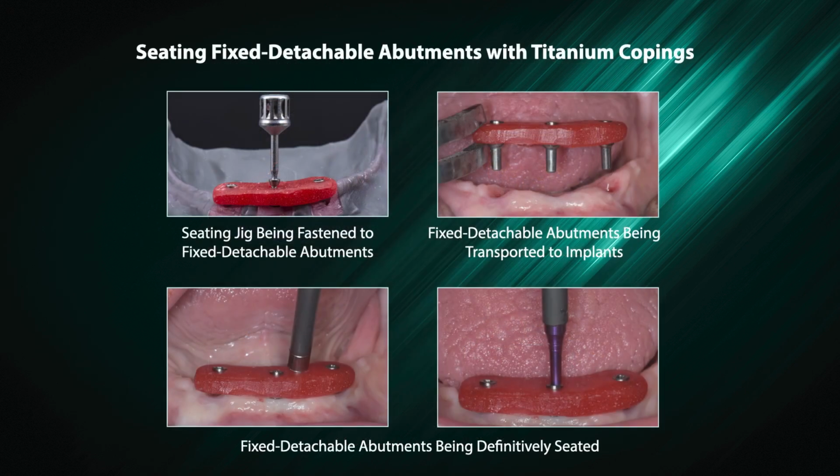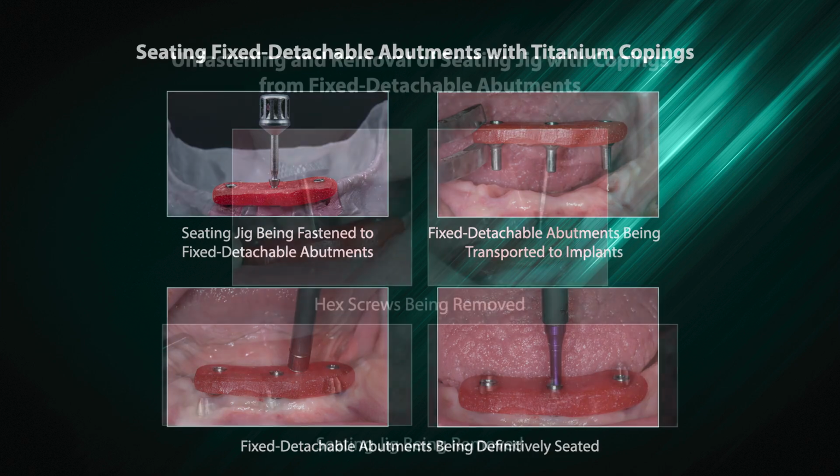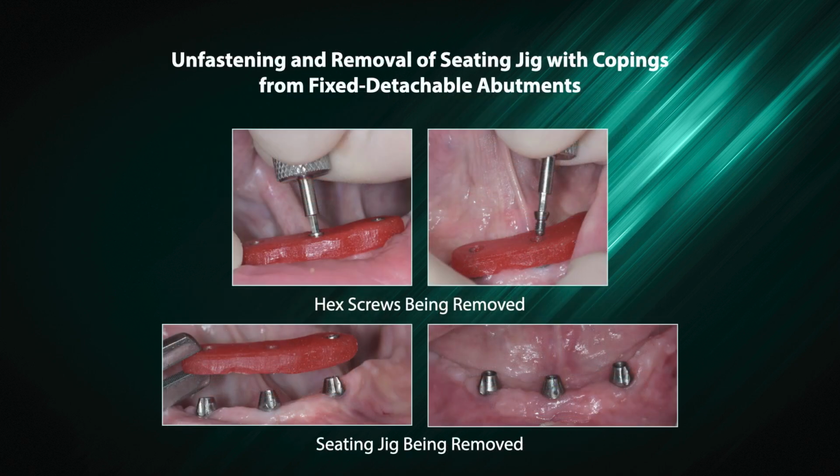Seating fixed detachable abutments with titanium copings. On the top row, we can see the seating jig being fastened to the fixed detachable abutments and the fixed detachable abutments being transported to the implants. The images on the bottom row show the fixed detachable abutments being definitively seated. Unfastening and removal of seating jig with copings from fixed detachable abutments.